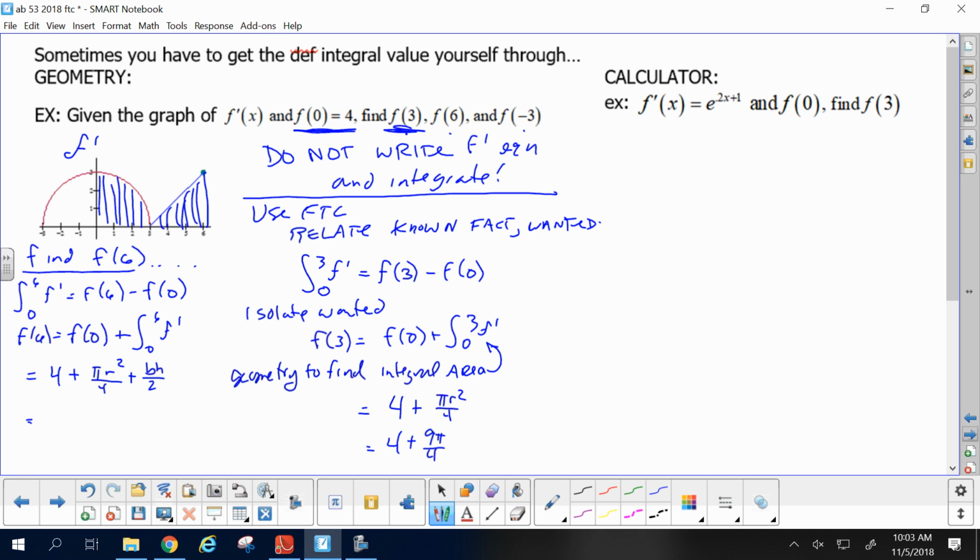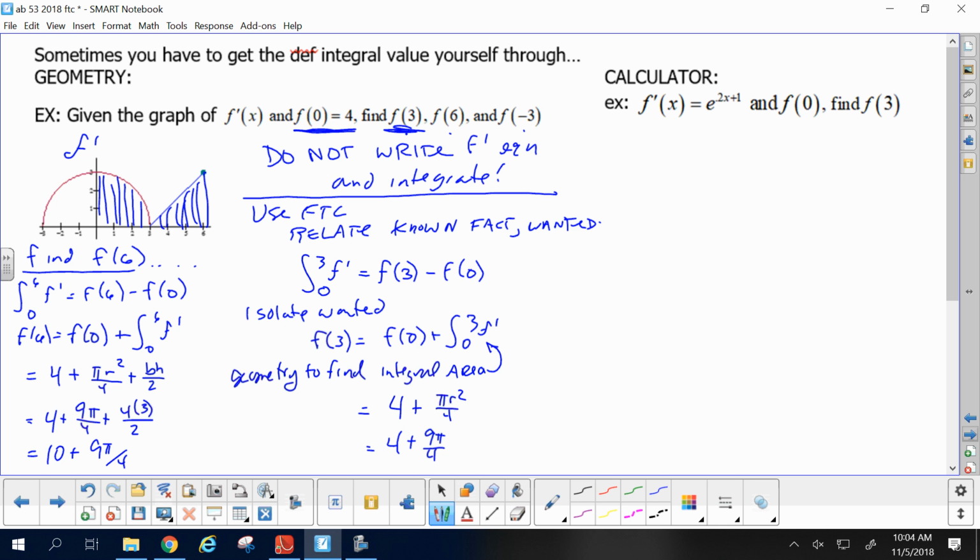base height over 2. So maybe 4 plus 9 pi over 4 plus 4 by 3 over 2. Yeah? Unless you disagree. Do you agree? Okay. So that's what, 6 plus 4, so let's simplify 10 plus 9 pi over 4. I feel like that's pretty easy.